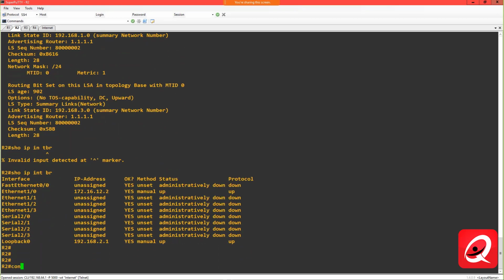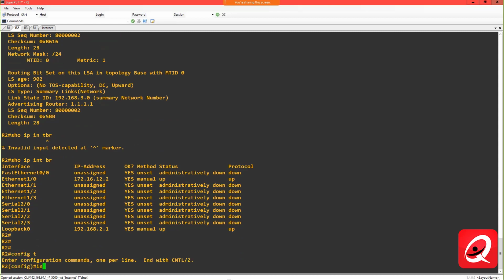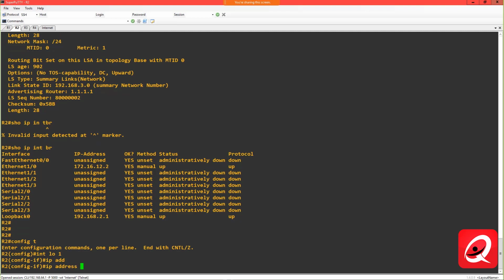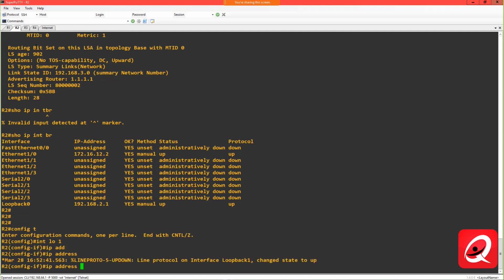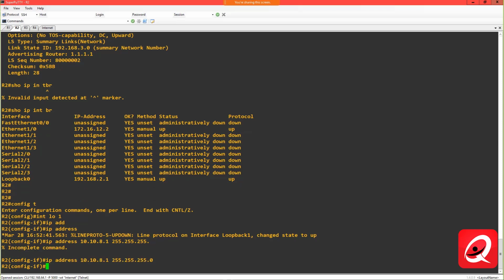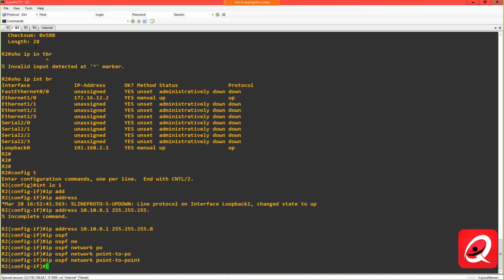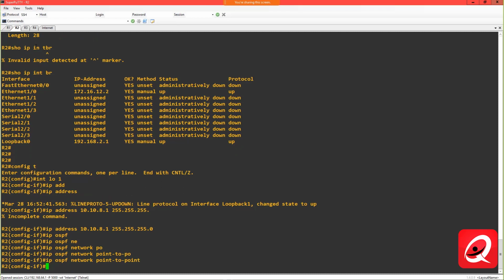So let me do 3 different loopbacks. Interface loopback 1, we'll give that an IP address of 10.10.8.1, 255.255.255.0. I'm also going to change the OSPF network type to point-to-point, just so that it doesn't look like a loopback to the rest of the world.